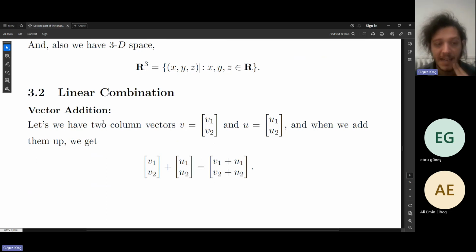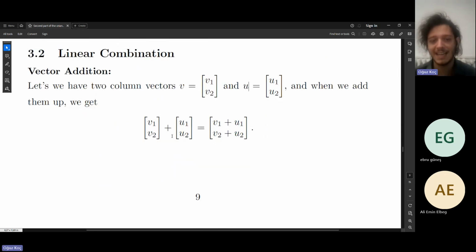We can add the two vectors. In our case, it is V and it has two elements, V1 and V2. And then we have the second vector. It also has two elements, U1 and U2. When we add those vectors, we get V1 plus U1, and the second element of this vector addition, V2 plus U2 here.